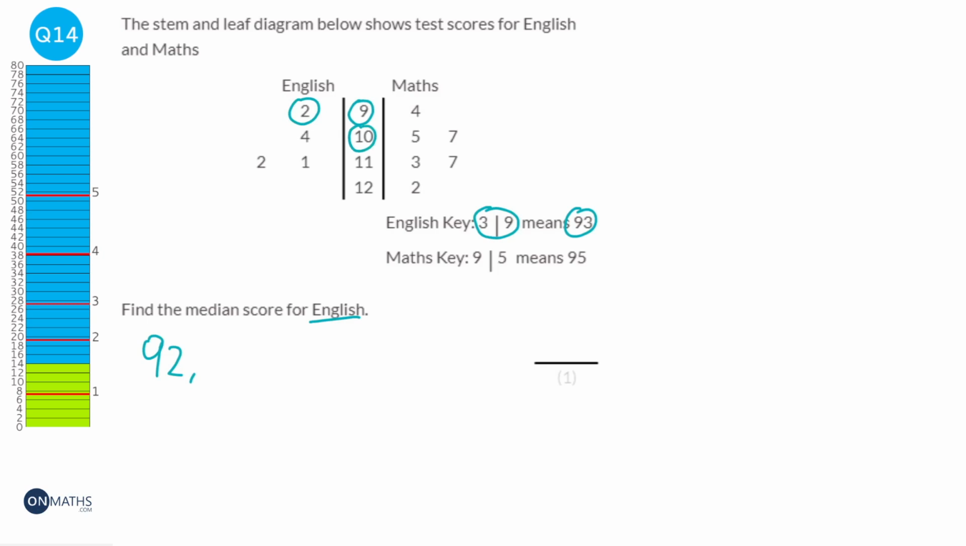Then this will be 10 tens and a 4. So it would be 104. 11 tens and 1. So 111, and then 11 tens and 2.